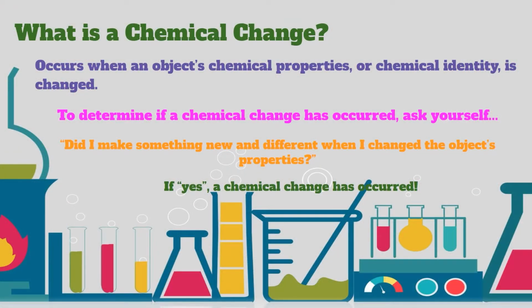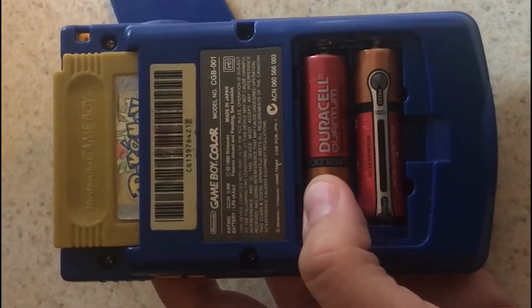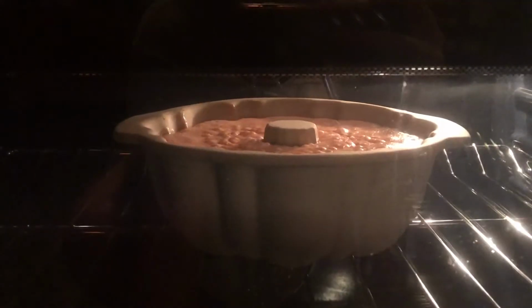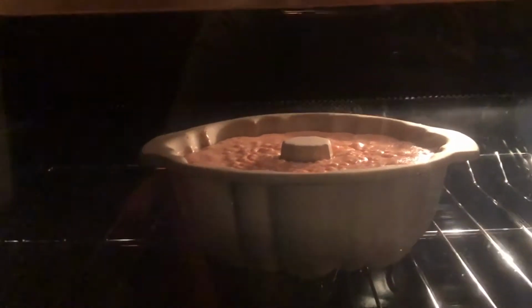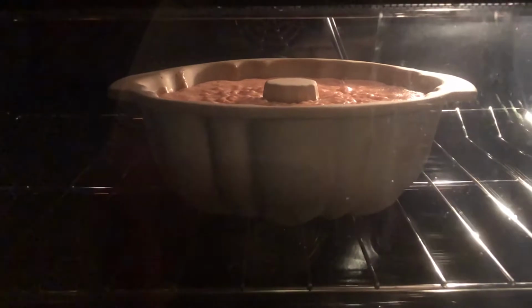A chemical change occurs when the chemical properties or the chemical identity of an object is changed. To determine if something has changed chemically, you should always ask yourself, did I make something new and different? Some examples of chemical changes might be lighting off a firework, using a battery, or baking a cake. These are irreversible changes that cannot be undone.